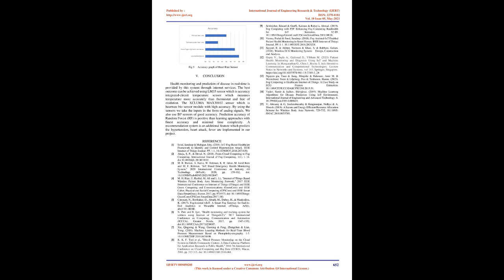As of the literature survey conducted, we can infer the following usage of the sensors and its accuracies. A. Temperature sensor. V. Conclusion. Health monitoring and prediction of disease in real time is provided by the system through internet services. The best outcome can be achieved using LM35 sensor, which is accuracy integrated circuit temperature sensor, which measures temperature more accurately than thermostat and free of oxidation.